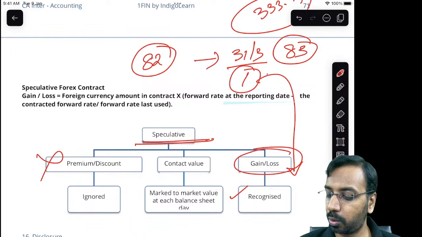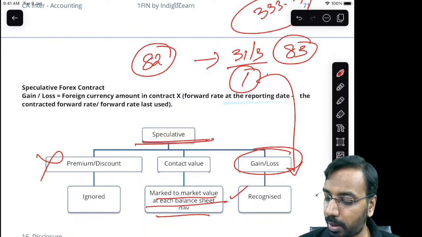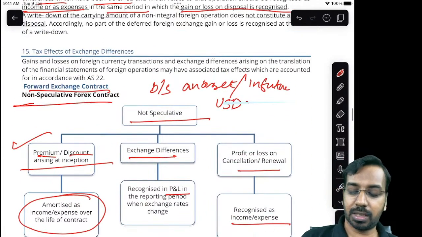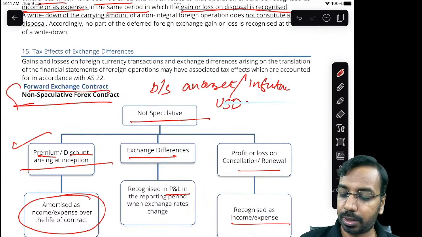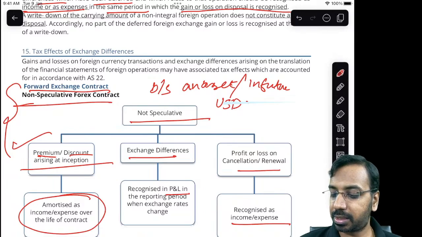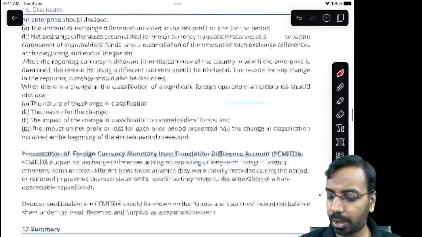Premium discount is also ignored, and you will take it to fair value or mark to market value at the end of each period. Now here, this is slightly an advanced concept. It is unfair that these type of questions are tested at intermediate level. What you can do is, there are a couple of questions on forward contracts.